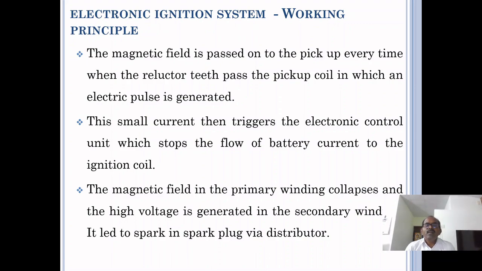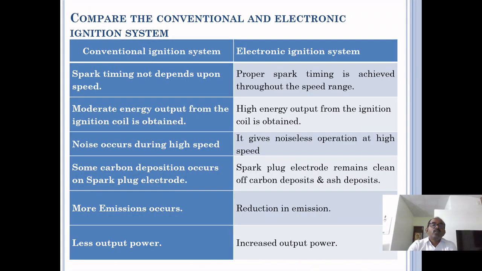The small current then triggers the electronic control unit, which stops the flow of battery current to the ignition coil. The magnetic field in the primary winding collapses. The high voltage is generated in the secondary winding. It leads to a spark in the spark plug via the distributor.